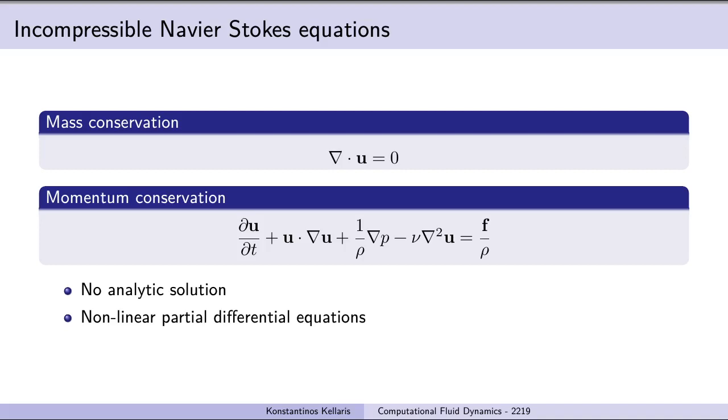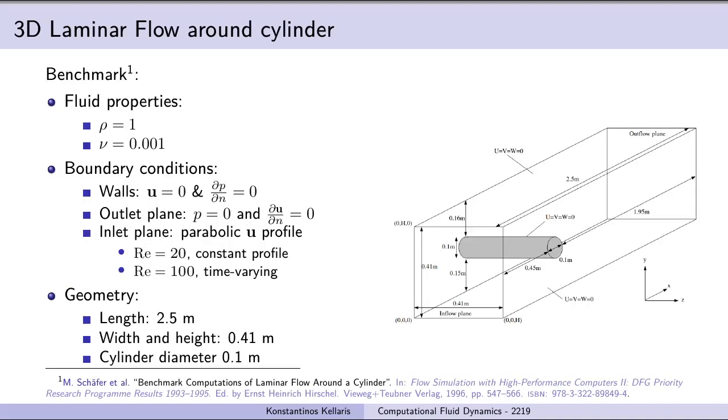The Navier-Stokes equations express the conservation of mass and momentum in viscous fluid flows. Unfortunately, no analytic solution to them exists, and they present nonlinearities. To overcome these nonlinearities, the solver uses a three-step prediction-correction scheme. To validate the solver, a common benchmark was used.